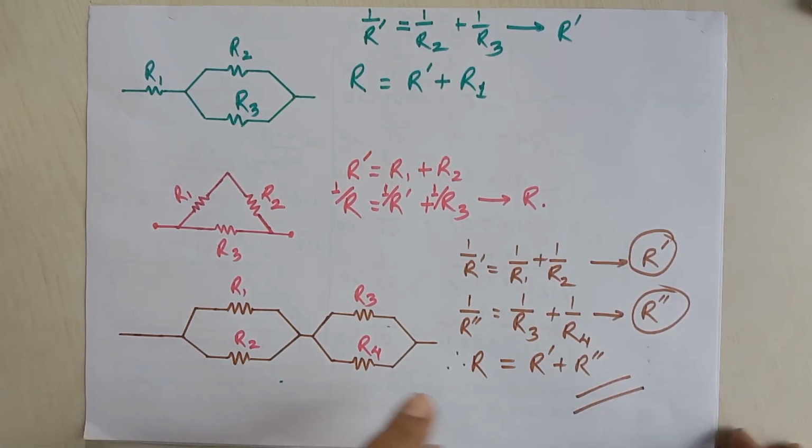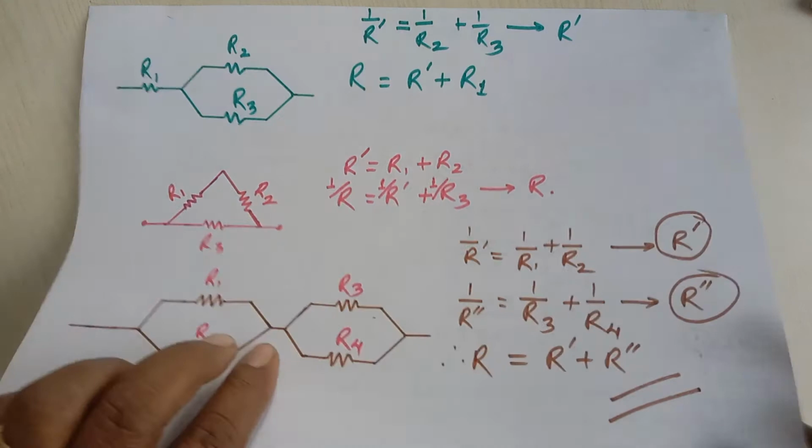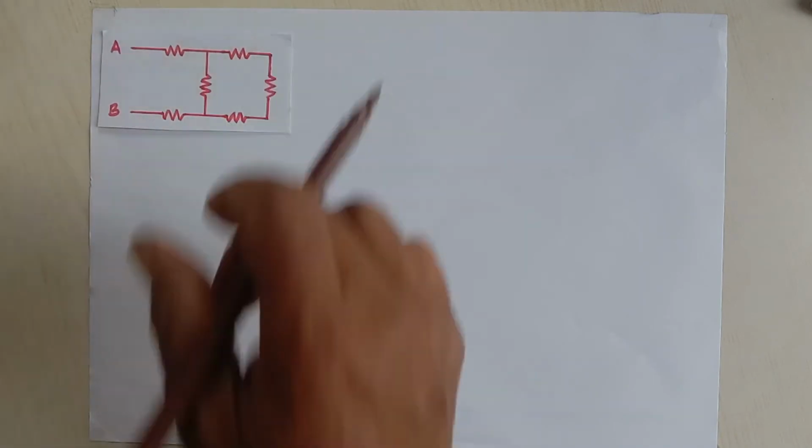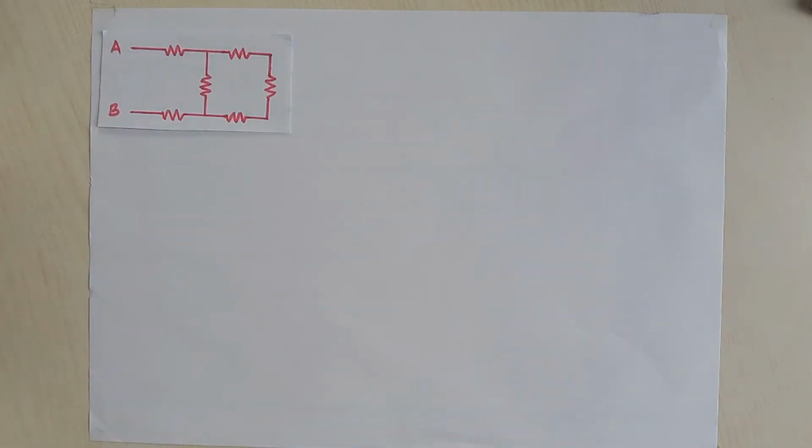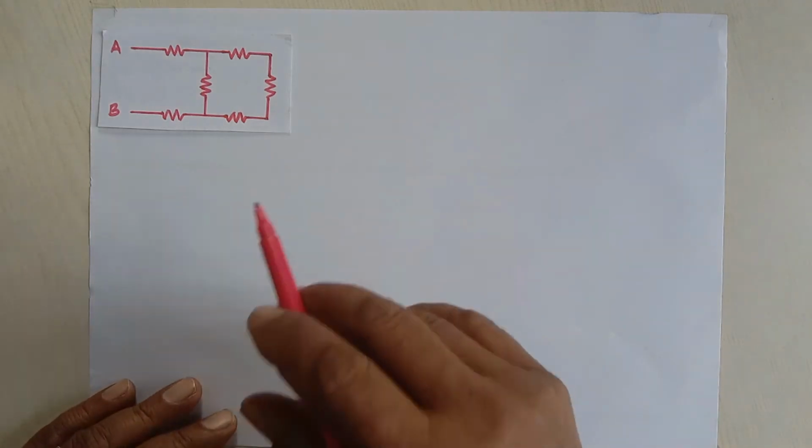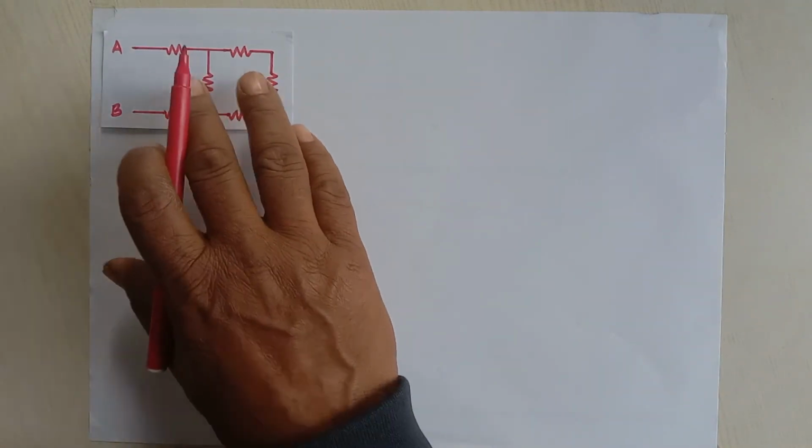Okay, let's go to another one, a little more complex. Look at this. This is a condition given. If the values are given, we are not interested in the answer, but we are interested in the method.